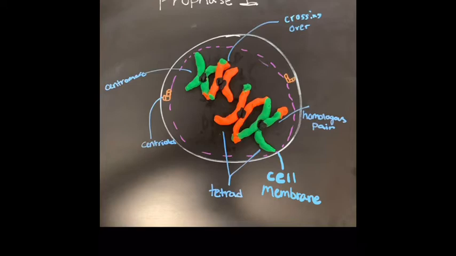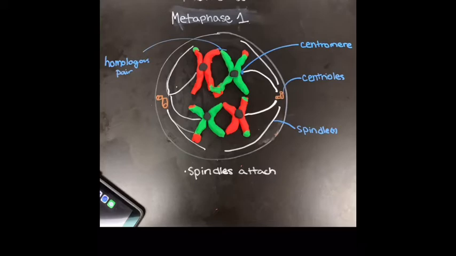After prophase 1, we move on to metaphase 1. In this phase, the tetrads move towards the equator and line up in a direct line down the middle. The spindle fibers then begin to form and attach to both sides of each tetrad, including the centromere.